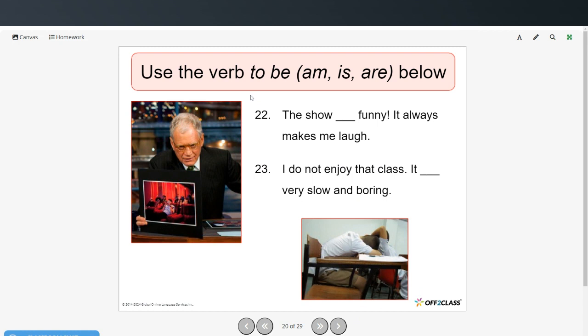Okay, so now you're going to use a form of the verb to be, either am, is, or are. So again, you can pause the video and try these on your own, and then restart when you're ready to check your answers. The show is funny. It always makes me laugh. I do not enjoy that class. It is very slow and boring.